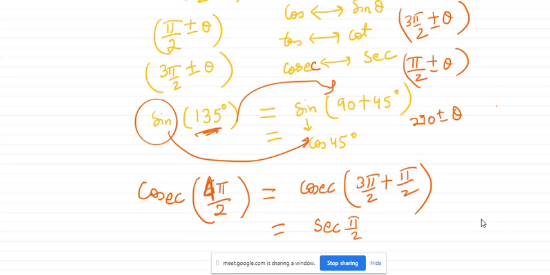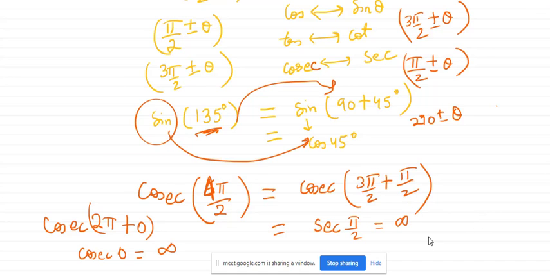So for sec 90, how much is it? Sec 90 is not defined, right? I think I took a wrong example, because you can also write it as 4 pi actually, so 2 pi plus 0 you can also write. So you will get cosec 0 only, and cosec 0 is the same.